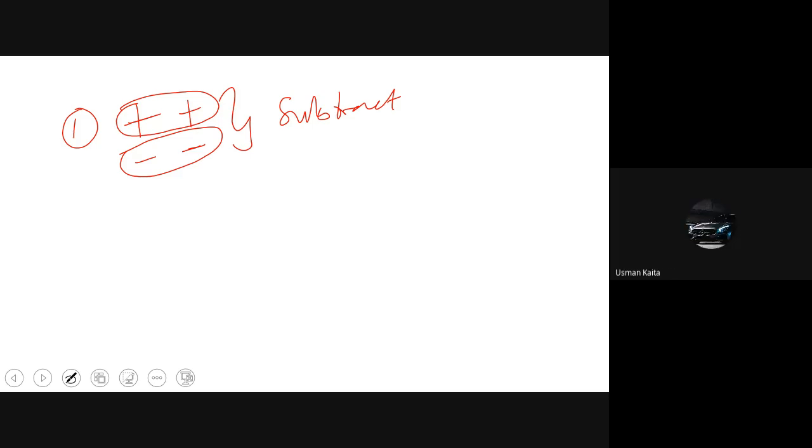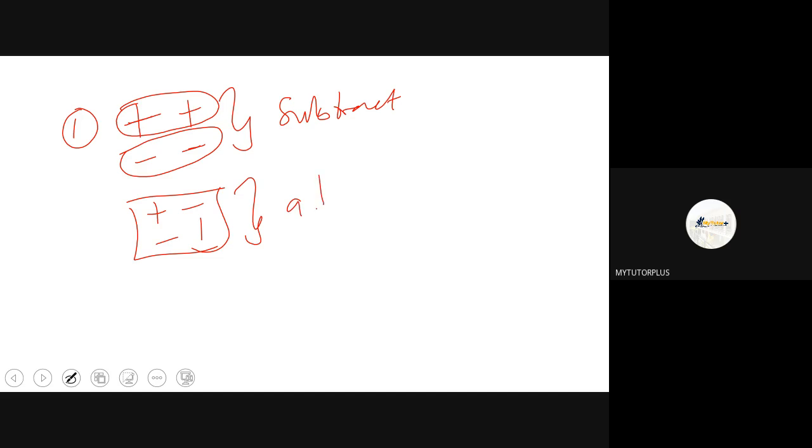Now the second one, if it is opposite, don't let us repeat the grammar. If the signs are different, then you will add. Meaning in that case, if you have plus minus or minus plus, you are going to add the equations together. I hope that is clear to an extent.